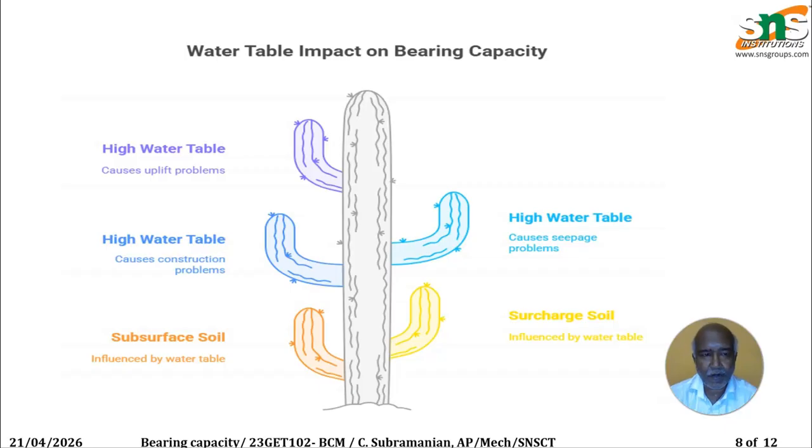And next we see about the groundwater level. Groundwater plays an important role in the soil bearing capacity. The water table has an impact on the bearing capacity itself. A high water table causes uplift problems and congestion problems. Subsurface soil is influenced by the water flow itself, and a high water table also causes seepage problems. The surcharge of soil is influenced by the water table too. So on having the foundation, you must see that the groundwater level does not affect the foundation level, such that it will have a good bearing capacity.